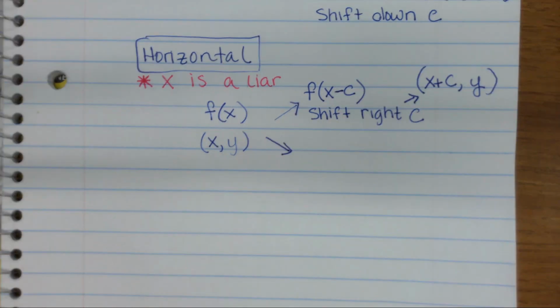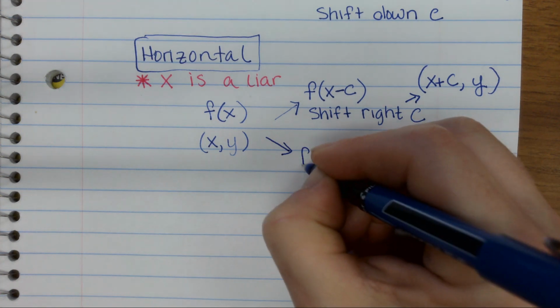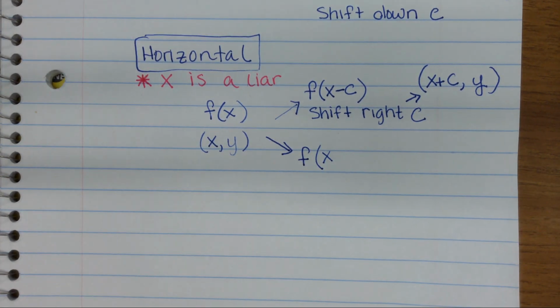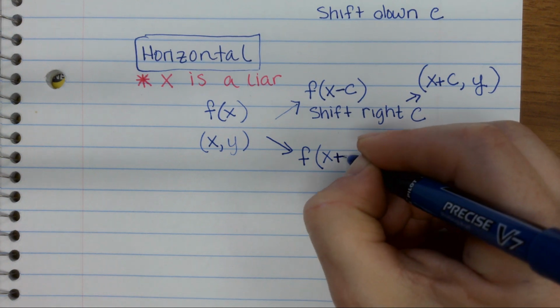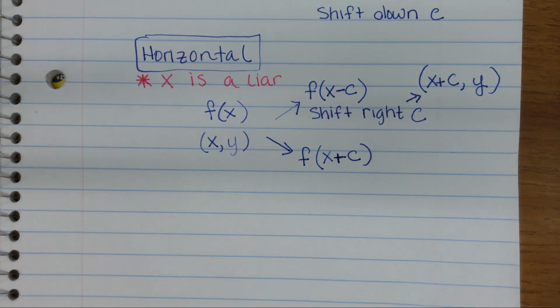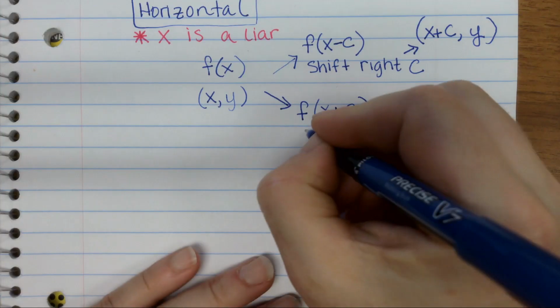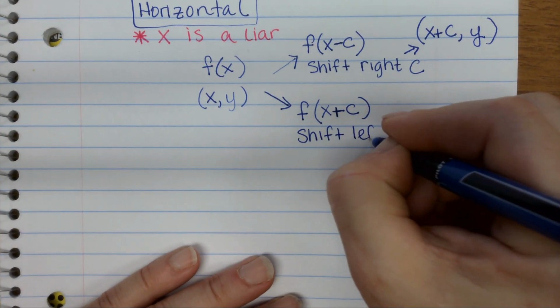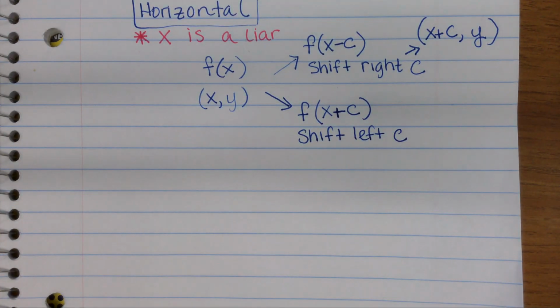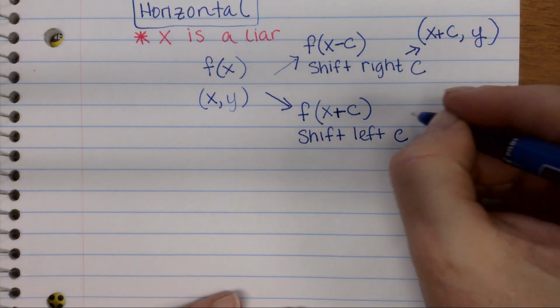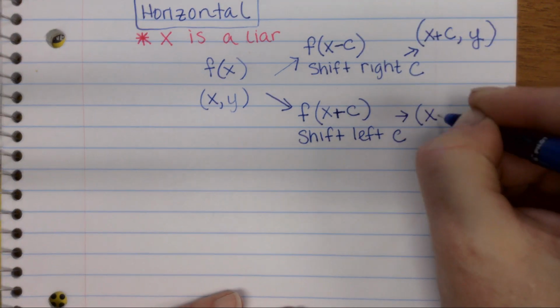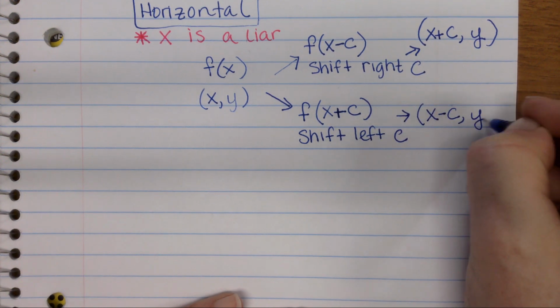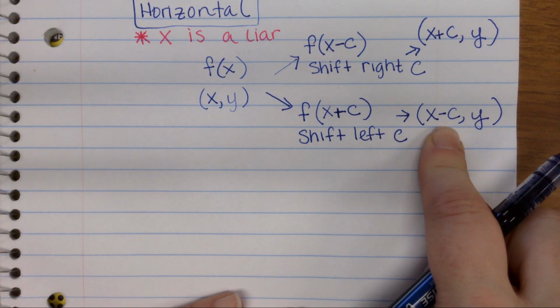All right. In the function, if I have f of x plus something inside the function with it, that's going to move, x is a liar, left, c, so I take the x coordinate and move it left.